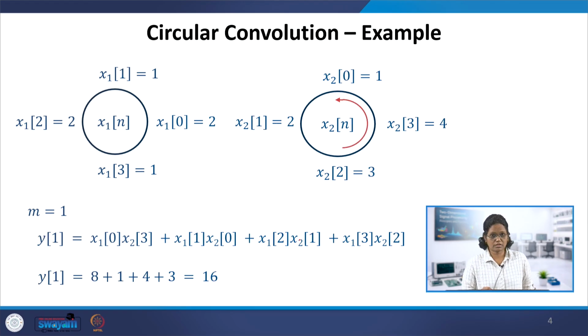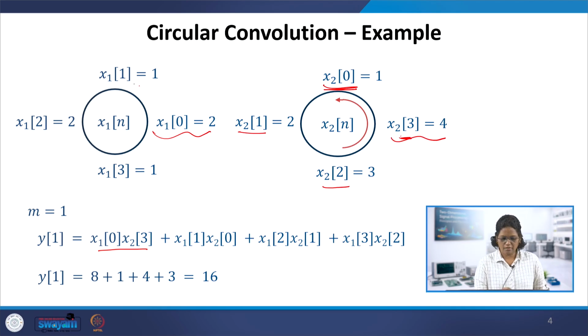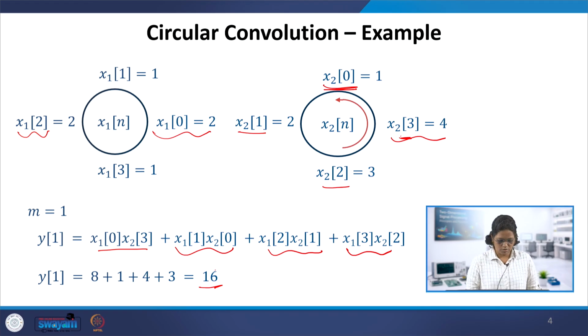Similarly, if we continue for the second position, m equal to 1, we keep the first sequence as such, and then move the second sequence one position anti-clockwise. You can notice that x2 of 0 has come to this position, x2 of 1 has moved one sample ahead, 2 has moved here, and 3 has moved here. Now multiply these positions: x1 of 0 and x2 of 3, then x1 of 1 and x2 of 0, the third is x1 of 2 and x2 of 1, and here x1 of 3 and x2 of 2. Corresponding position values, we take the product and add them together, that is 16. So for m equal to 1, the convolution results in 16.